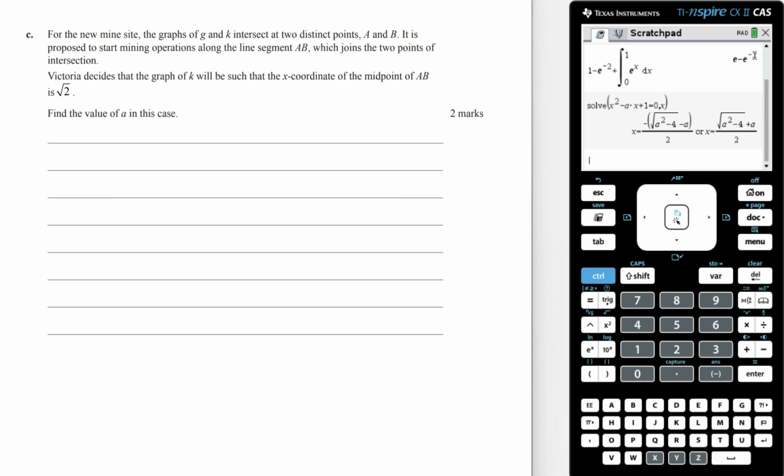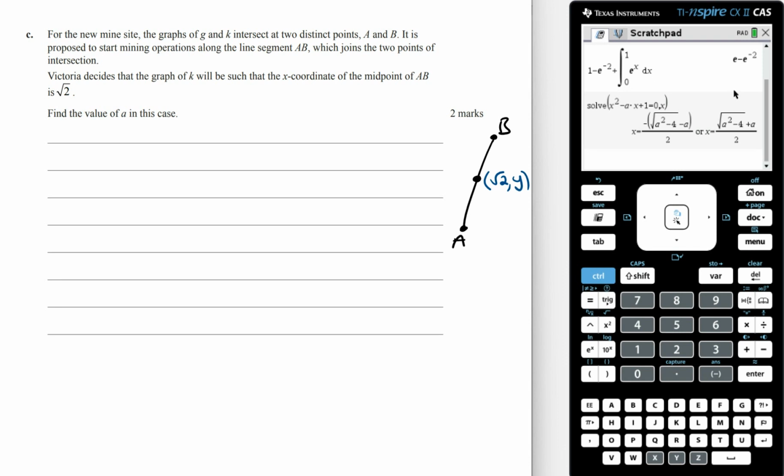Part C. For the new mine site, the graphs of g and k intersect at two distinct points A and B. It is proposed to start mining operations along the line segment AB, which joins the two points of intersection. Victoria decides that the graph of k will be such that the x-coordinate of the midpoint of AB is root 2. Find the value of a in this case. We have a line that connects the points A and B, and the midpoint of this line segment has an x-coordinate equal to root 2.